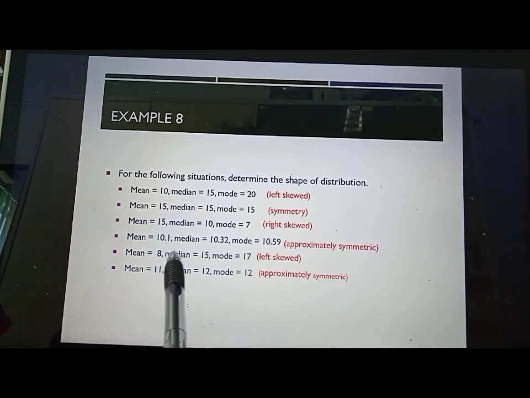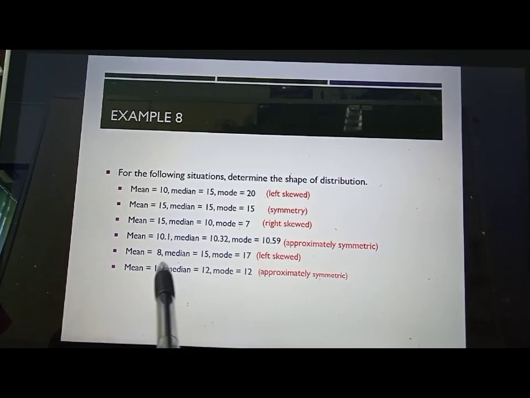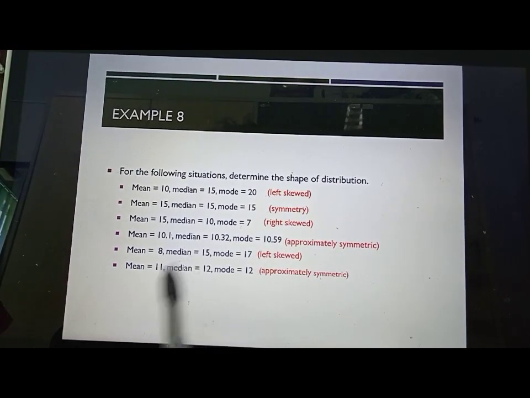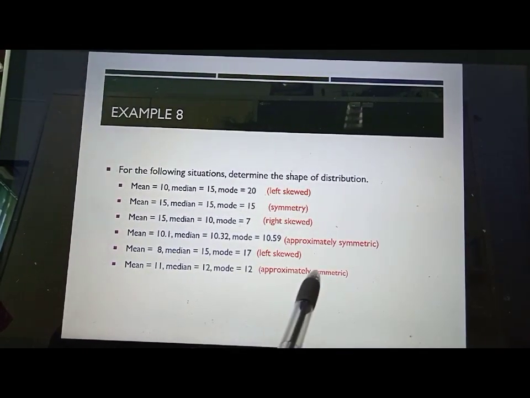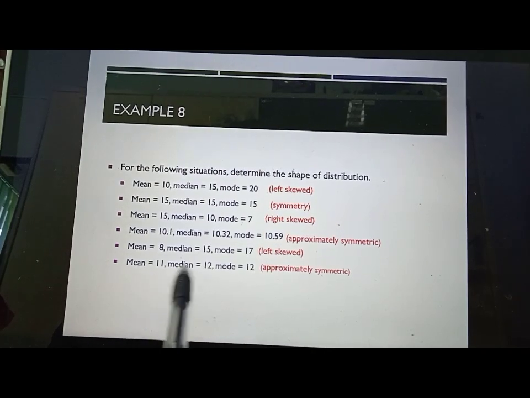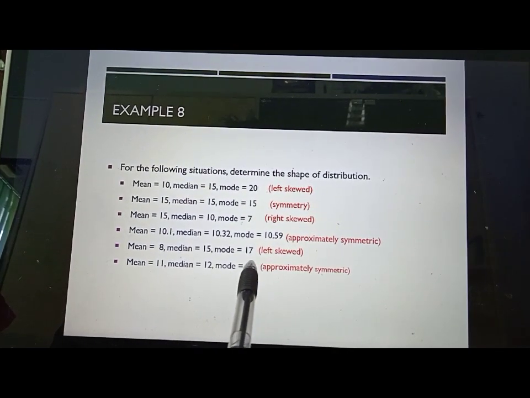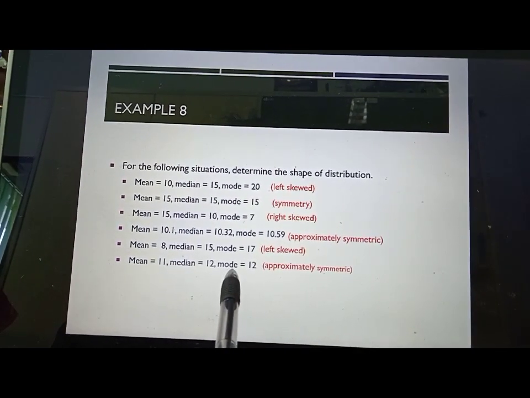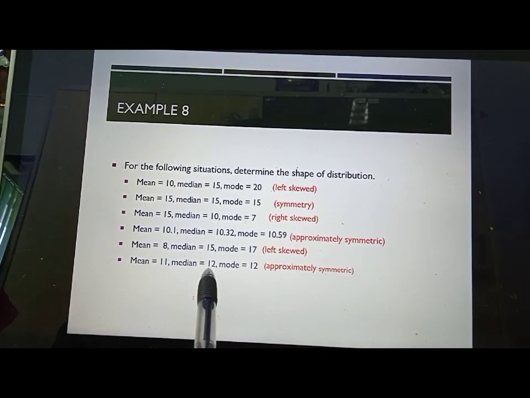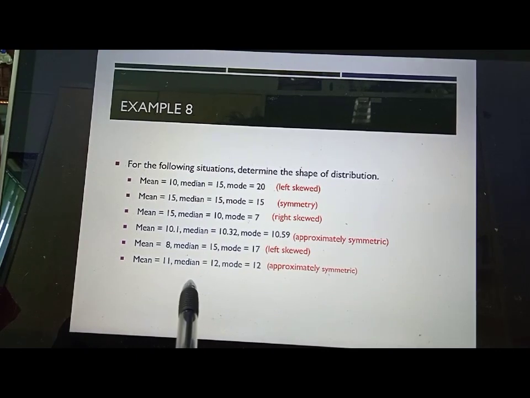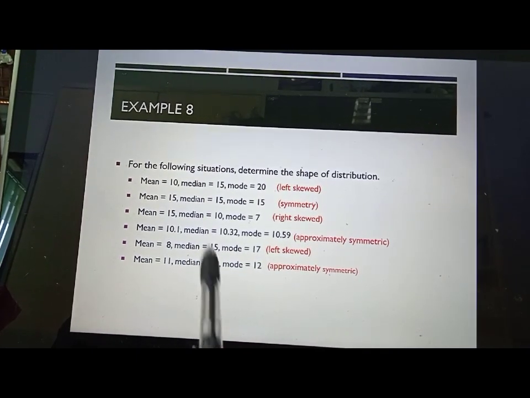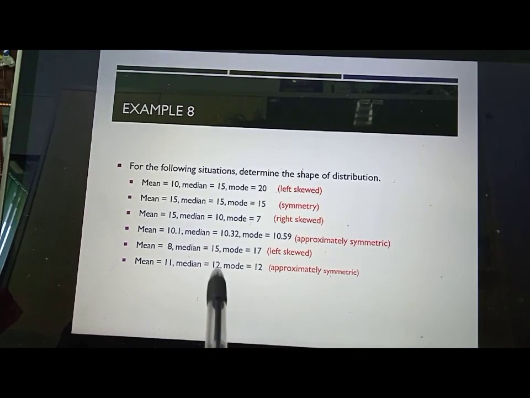Okay, for mean 8 and median 15, it is left skewed since mean is less than median. And for mean 11 and median 12, it is approximately symmetric because the mode is 12. Mode is 12, median is 12 and mean is 11. So we can see they are about symmetrical.